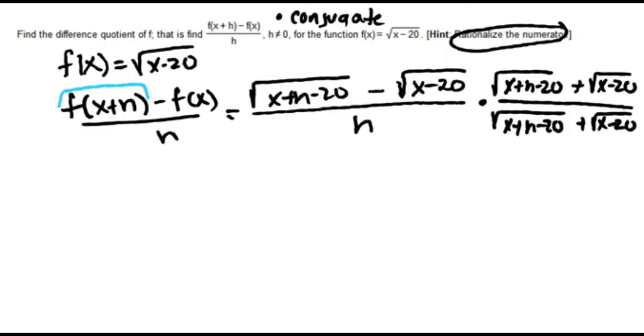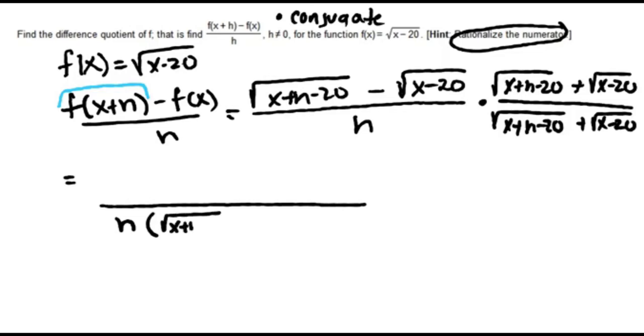So we're going to multiply by the conjugate. And in the denominator, we want to leave this expression in the factored form. So in the denominator, I'm going to leave this as h times that conjugate of x plus h minus 20 plus square root of x minus 20.